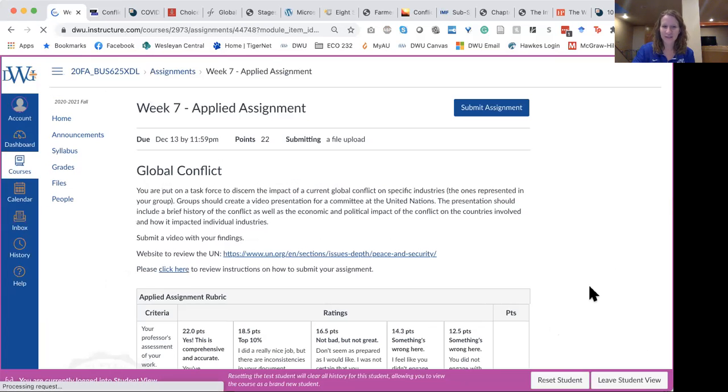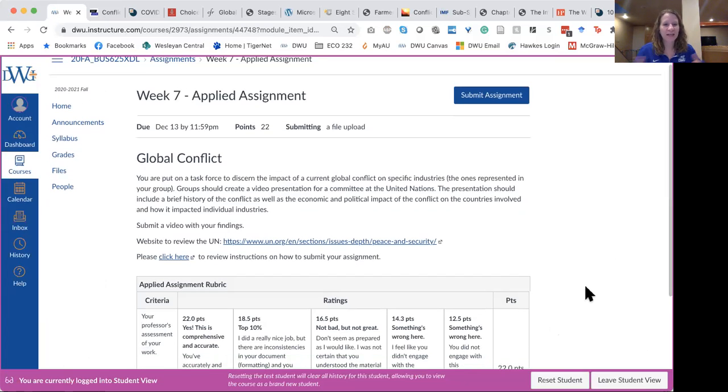And then finally, here's your applied assignment. You're put on a task force to discern the impact of a current global conflict on specific industries, looking at basically the ones represented in your group. Groups should create a video presentation for a committee at the United Nations, and the presentation should include a brief history of the conflict, as well as the economic and political impact of the conflict on the countries involved and how it has impacted those individual industries. And then please submit a video of your findings.